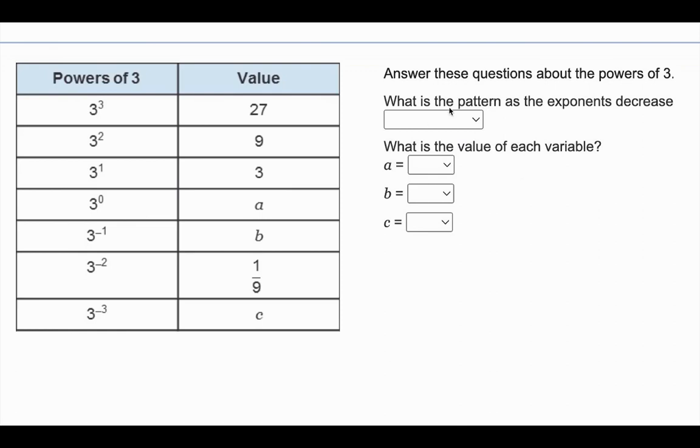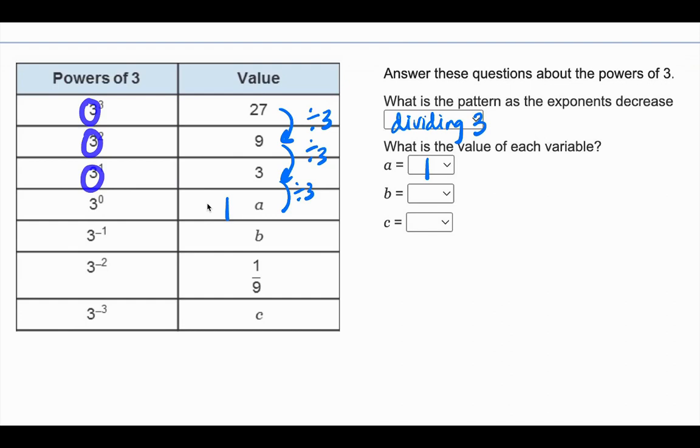So what is the pattern as the exponents decrease? If we go from 3 squared, to 3 to the first, what's happening? Each time they're being divided by 3. And so if we're going to take 3 divided by 3, then 3 to the 0 has to be equal to 3 divided by 3, which equals 1. So we're dividing by the base. If this were 5, you would notice the value is being divided by 5 each time. It's all about what this base is.